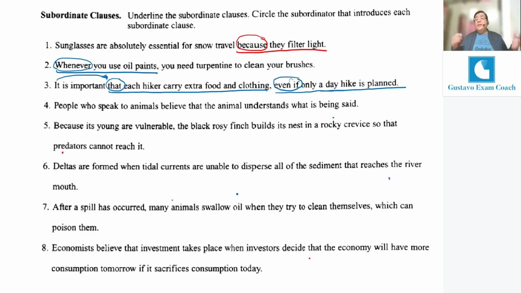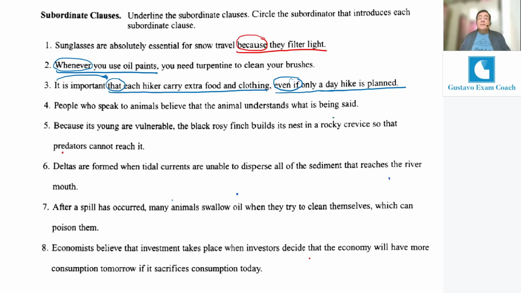And this subordinator sets up a condition for what is being mentioned before. Yes, so it's working as an adverbial modifier. How about number 4? Take a look. People who speak to animals believe that the animal understands what is being said.